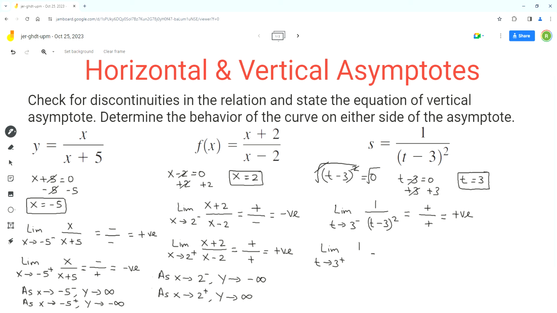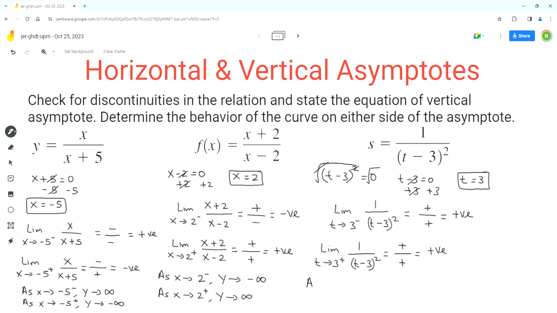Then 1 over (t - 3) squared. So now we have to use a t value that's to the right side of 3, like 3.1. So the numerator will always be positive, and for 3.1 the denominator will also be positive. So the overall value will be positive. So now we can write our conclusion.